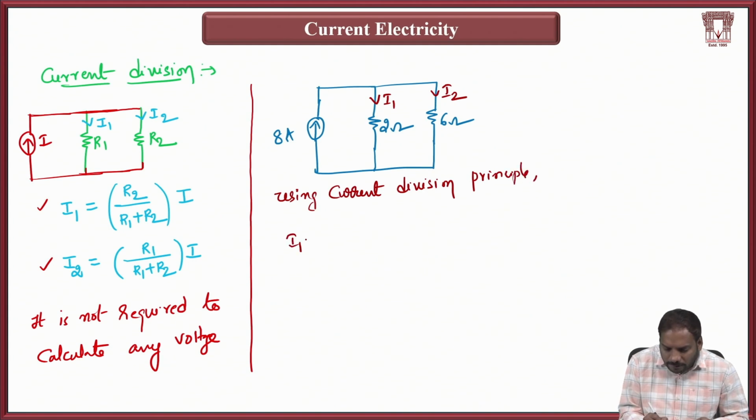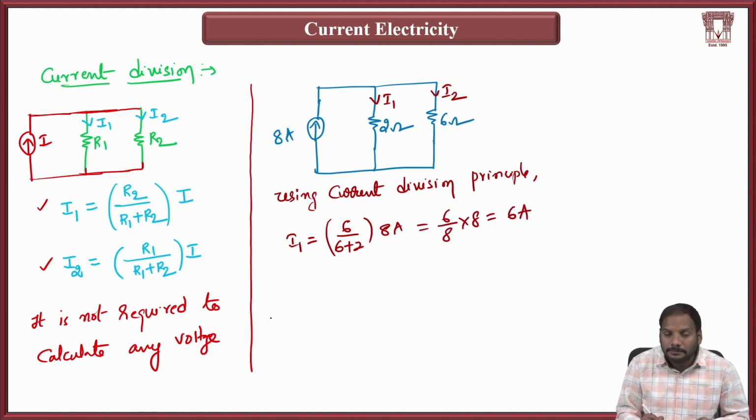So what is the value of I1? I1 is simply the opposite resistance, that is 6, divided by the total resistance, 6 plus 2, into the total entering current. What is the total entering current? 8 amperes. So 6 by 8 into 8, that is equal to 6 amperes.